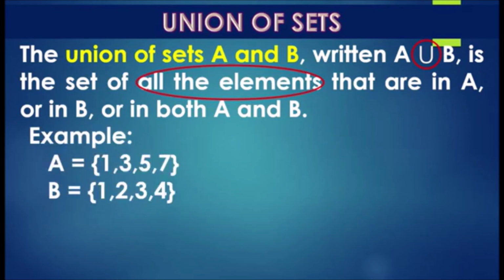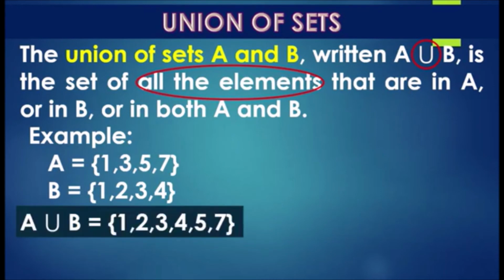For example, set A consists of elements 1, 3, 5, 7 and B consists of elements 1, 2, 3, and 4. So the union of sets A and B is equal to the set of elements 1, 2, 3, 4, 5, and 7. As you can notice, I only wrote number 1 once. So take note that in writing elements in a set, there should never be a repetition.